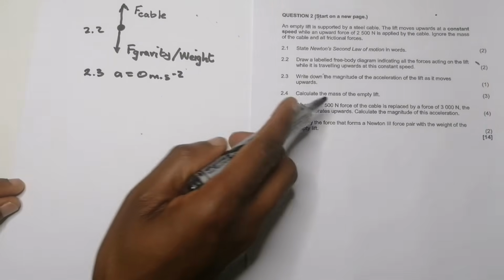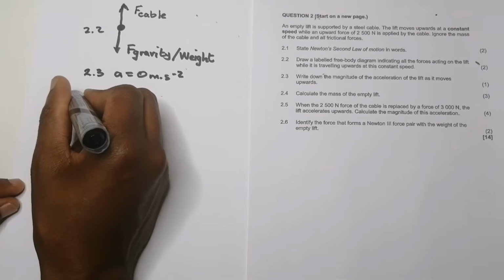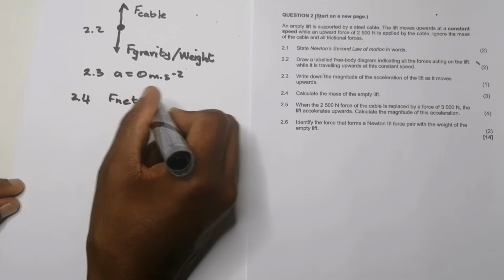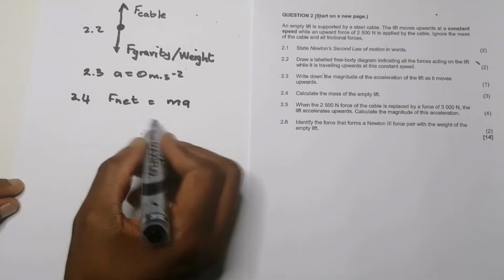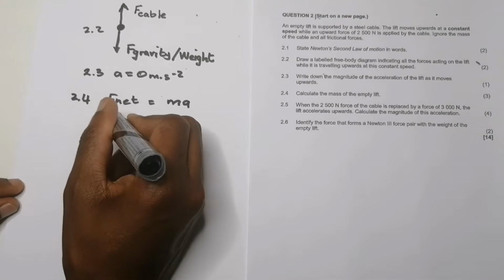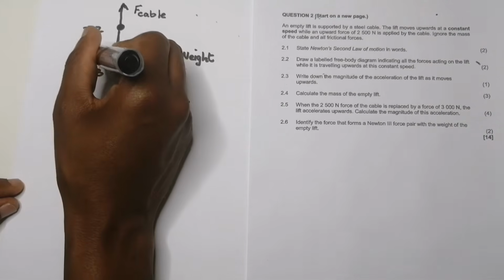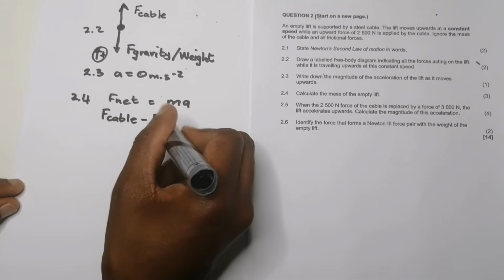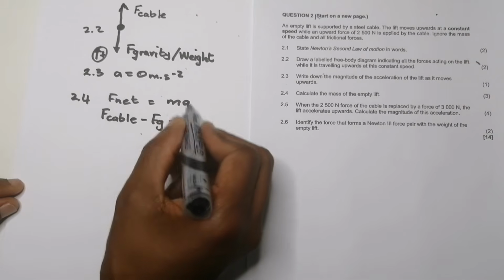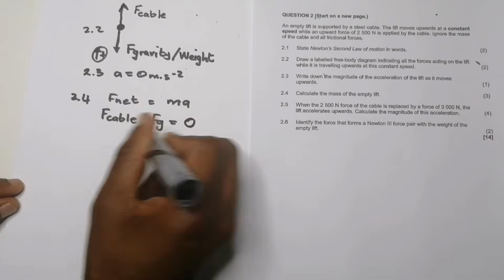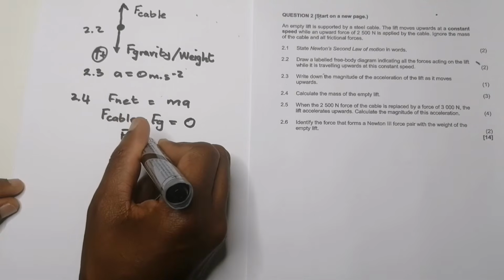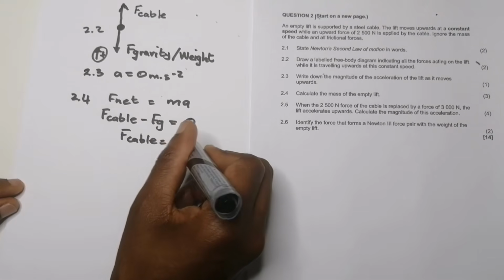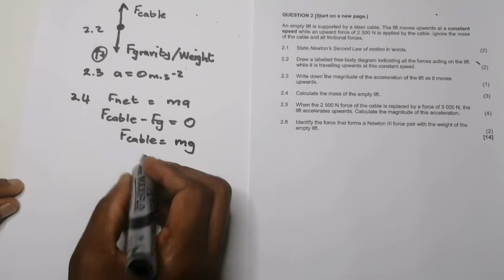Then they say calculate the mass of the empty lift. So in 2.4, I want the mass of the lift, so I know that F net is equal to ma. But what are the two forces that are acting? It's going to be the force of the cable. I'm going to take my upwards motion as positive. So force of the cable minus force of gravity is equal to ma, but I know that acceleration is 0, so this will be equal to 0. So the force of the cable must be equal to the force of gravity when I take it to the other side. So this is equal to mg, which is the force of gravity.